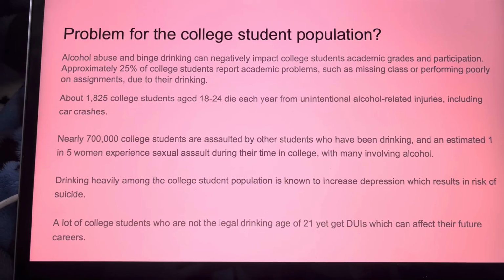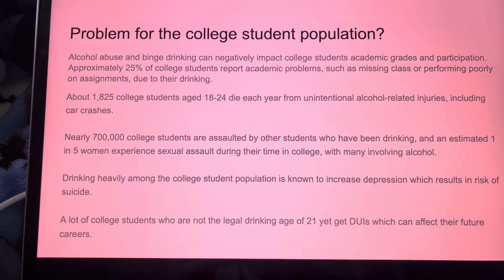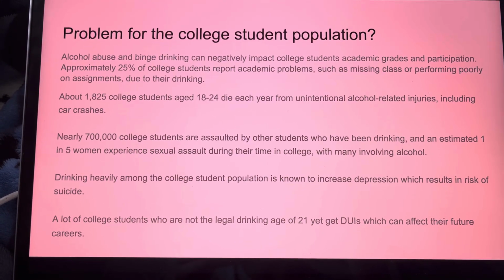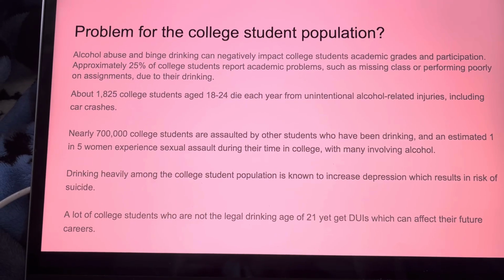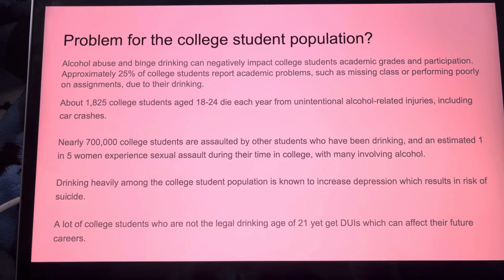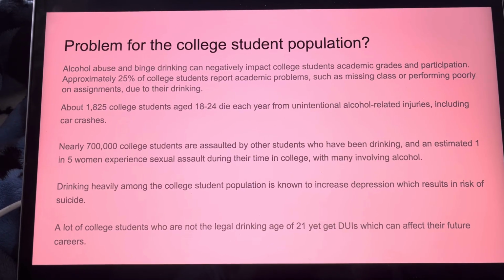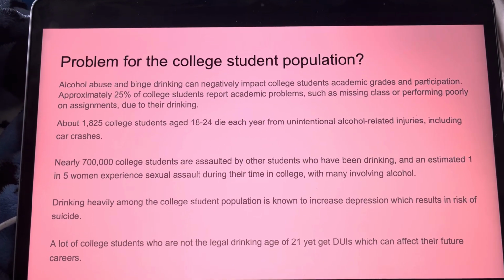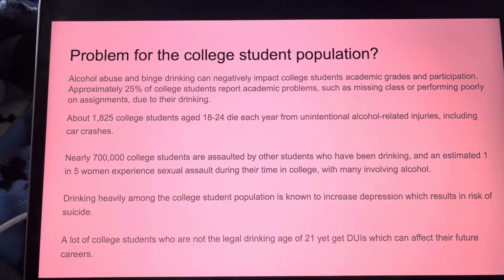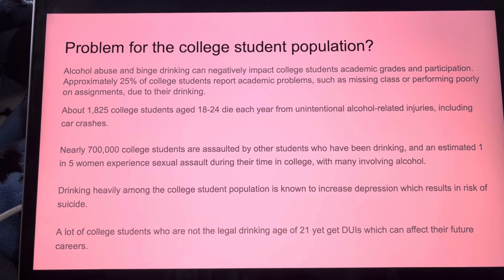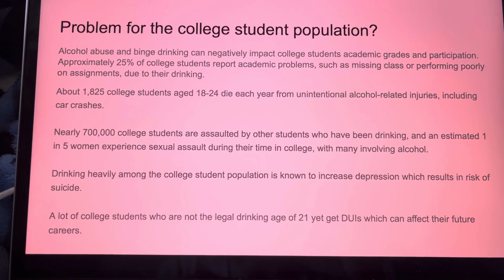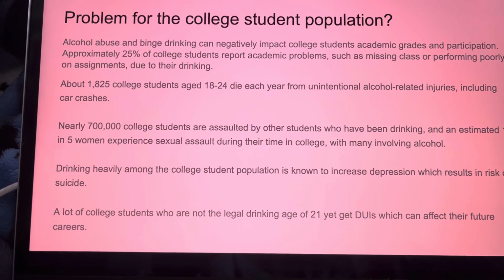The problem for college students is that about 1,825 college students die each year from alcohol-related injuries like car crashes, and alcohol abuse does increase a college student's depression or anxiety, which can increase the rate of suicide. And a lot of college students get DUIs, and the majority of them are not the legal drinking age of 21 yet, so that can negatively affect them in many factors, like the economic factor of a DUI, money, and their future careers.